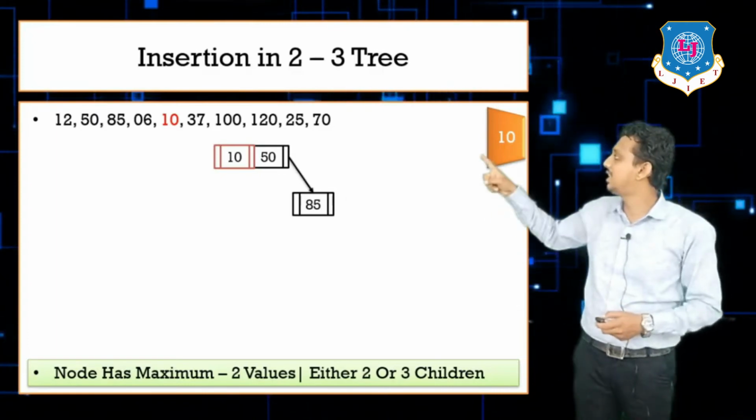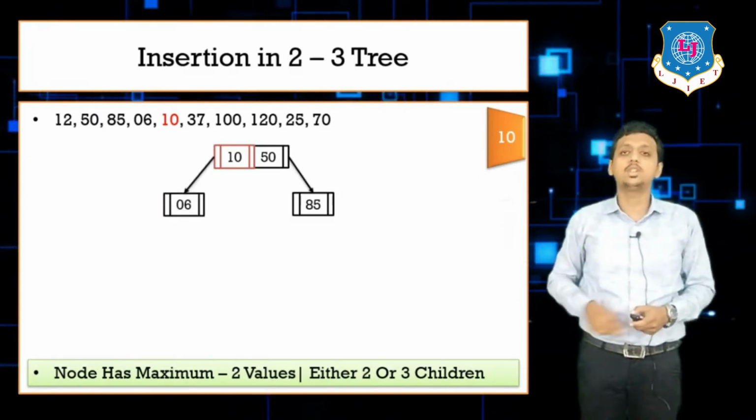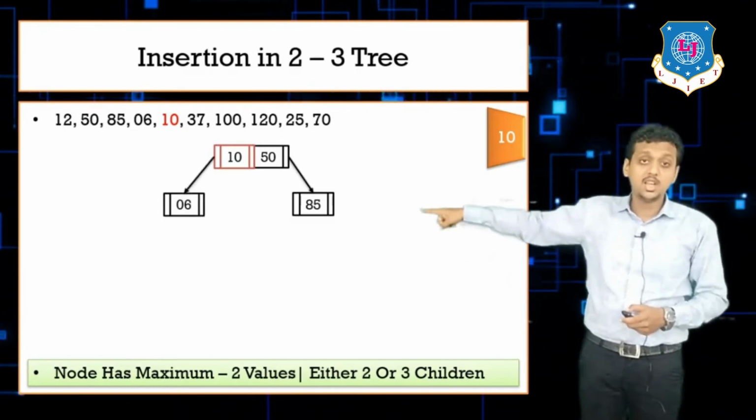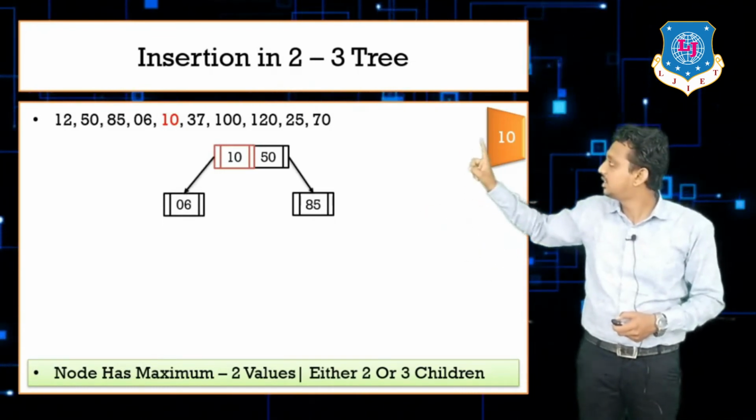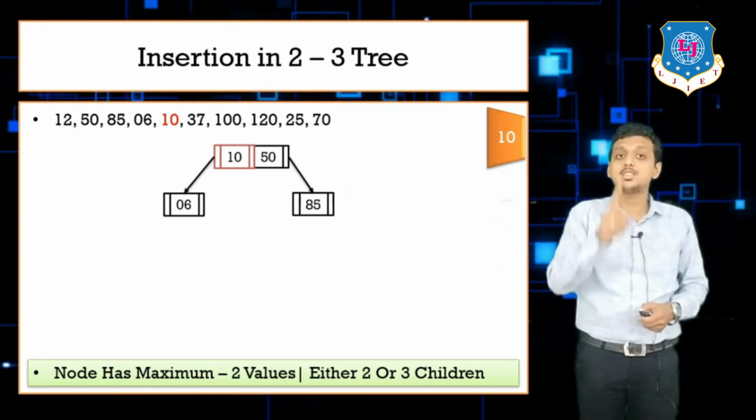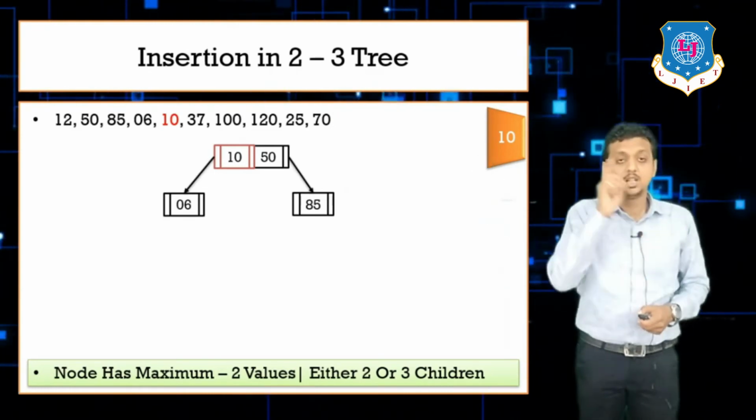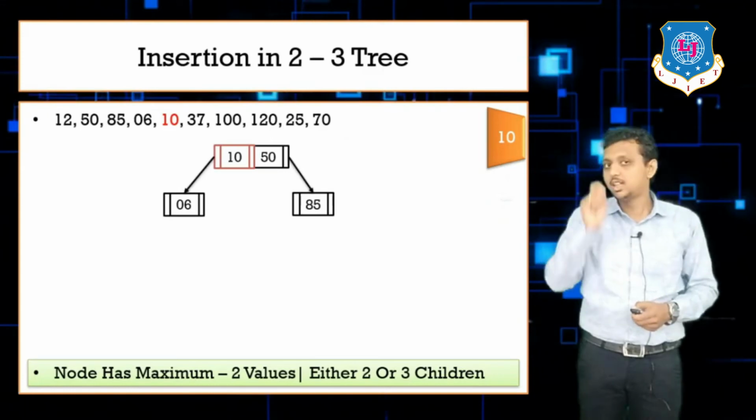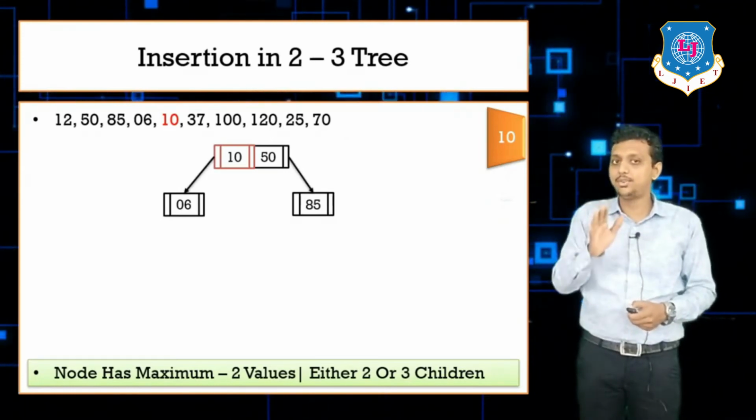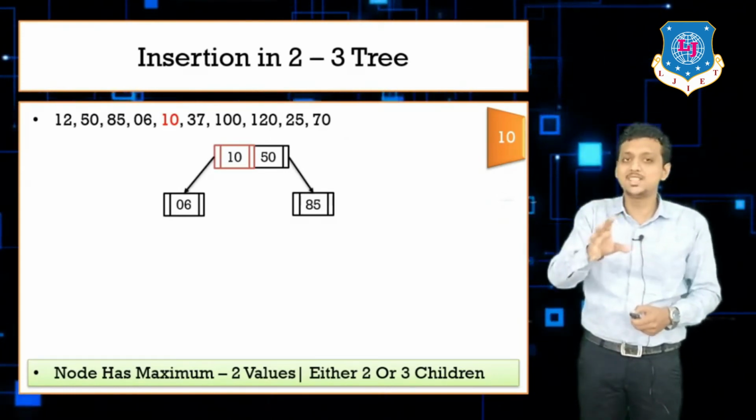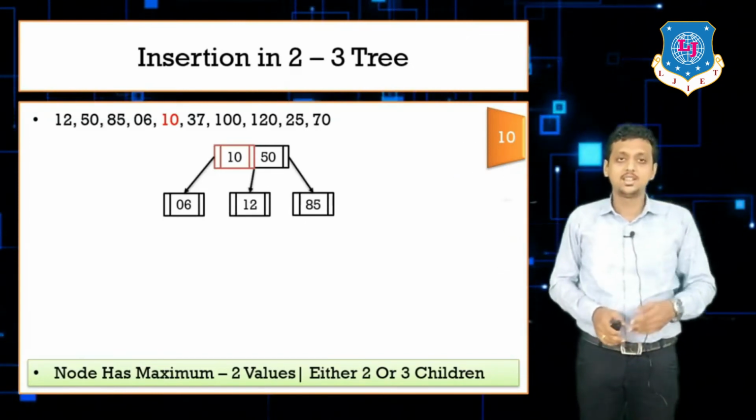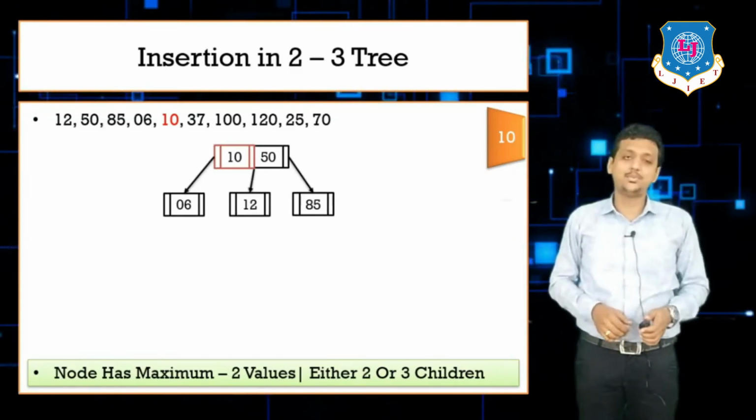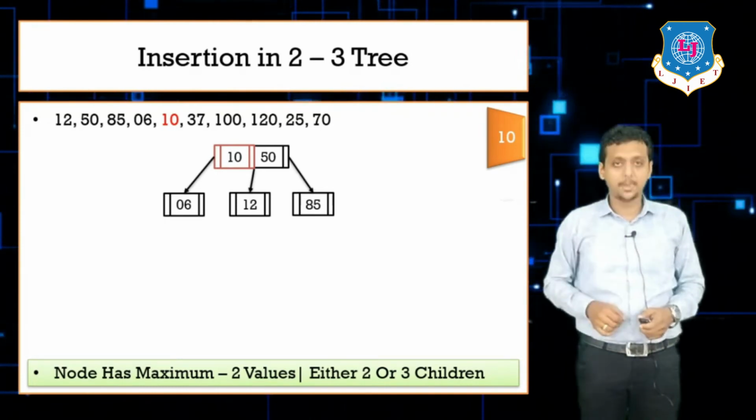So 6 is less than 10, which means it must be on the left side of the 10. And then 12 is in between 10 and 50, because 12 is greater than 10 and less than 50. So students, it is going to be inserted in between 10 and 50. So here it is. So this is my answer after inserting value 10.